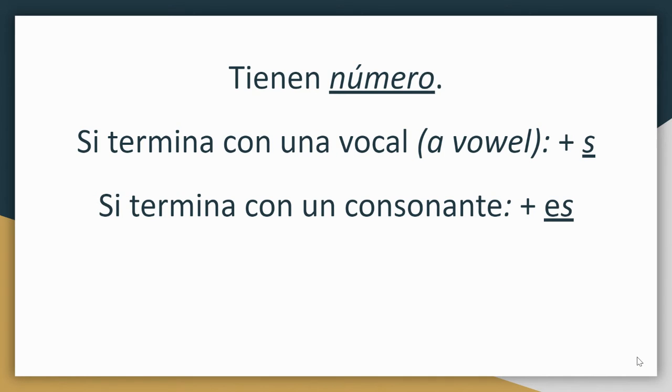Now, continuing on with los sustantivos or nouns, los sustantivos también tienen número, they have number, which means that they are either singular, referring to one person, place, or thing, or in some cases idea, or plural, which means that they are referring to more than one. So, in order to make a singular noun plural, if that noun ends with a vowel, si termina con una vocal, all you do is add the letter S.